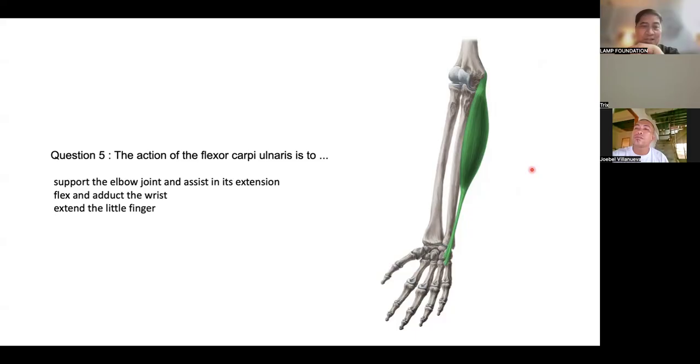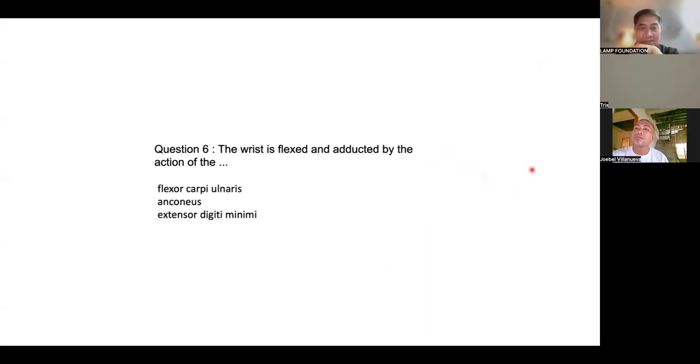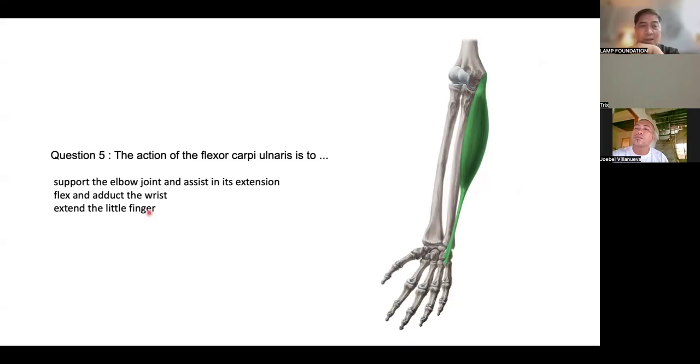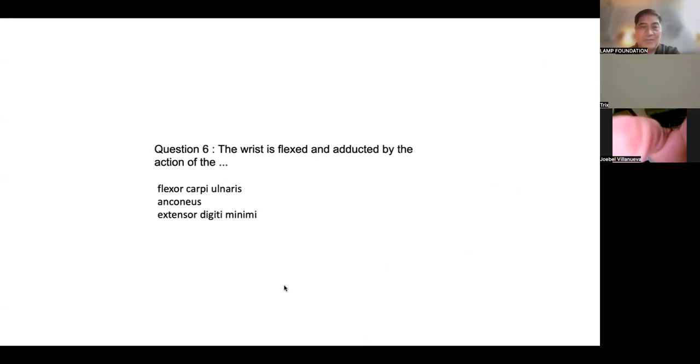The action of the flexor carpi ulnaris is to flex and adduct the wrist. Okay. Sir Jobel, what muscle extends the little finger? The one from earlier, your favorite name. Extensor digiti minimi.